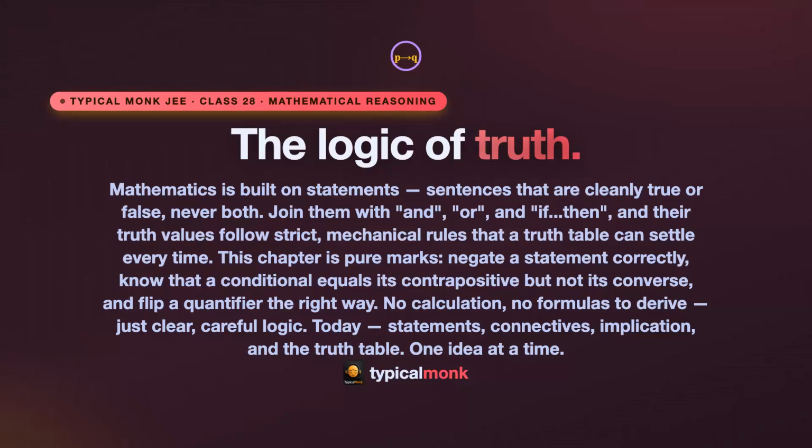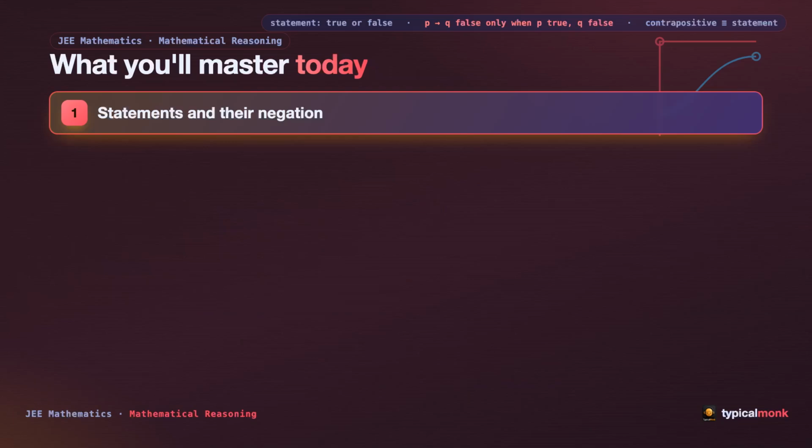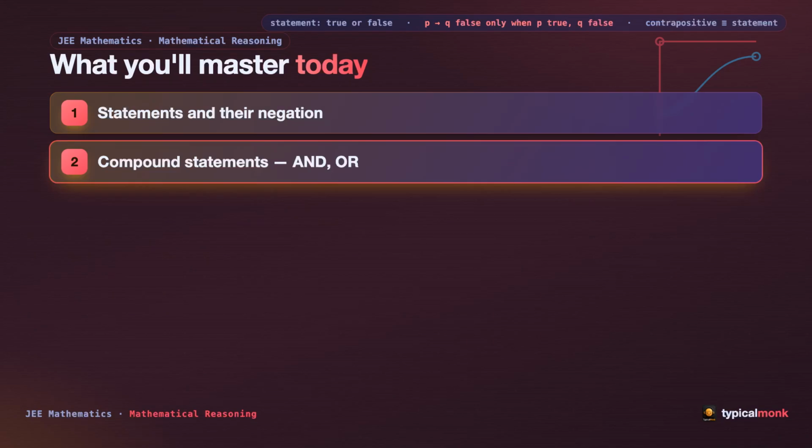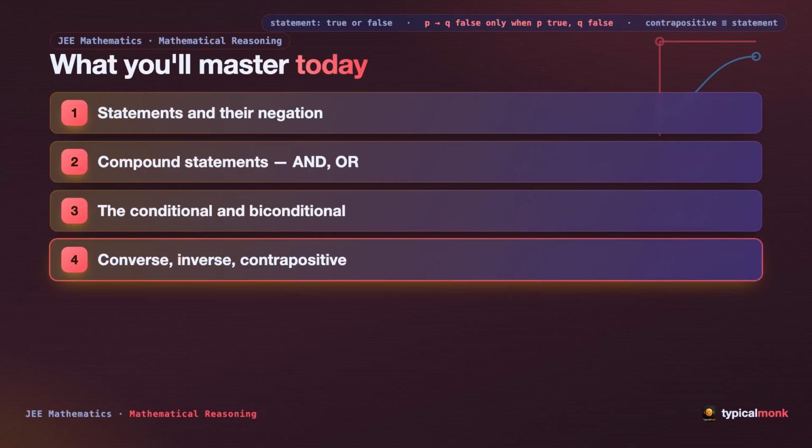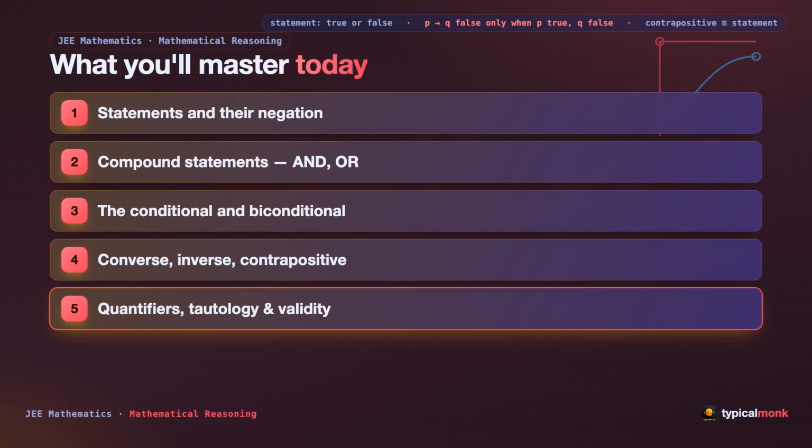Today, statements, connectives, implication, and the truth table. One idea at a time. Here is what you will master today. First, statements and their negation. Second, compound statements, and and or. Third, the conditional and the biconditional. Fourth, the converse, the inverse, and the contrapositive. And fifth, quantifiers, tautology, and validity, one idea at a time.